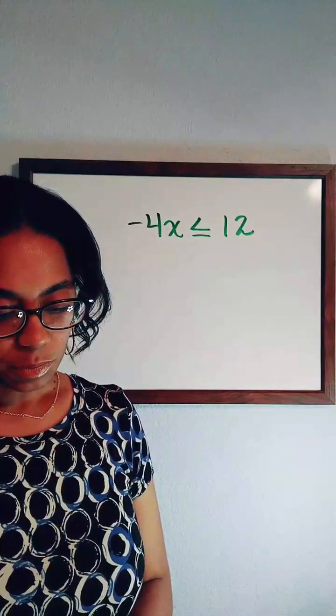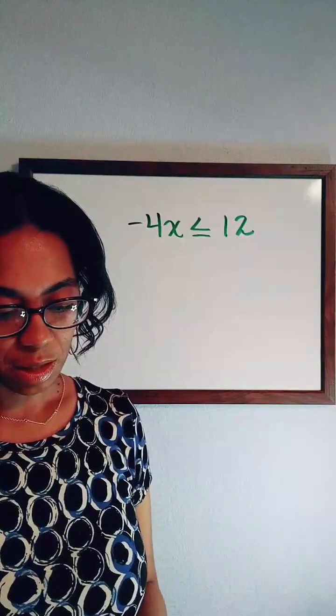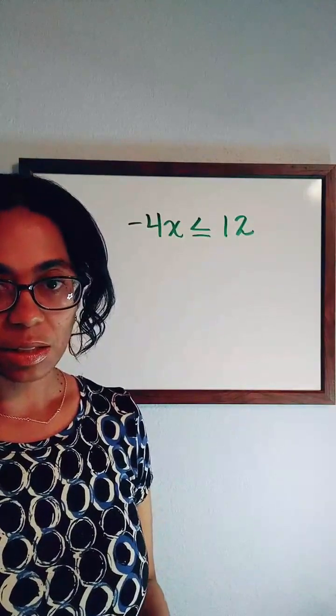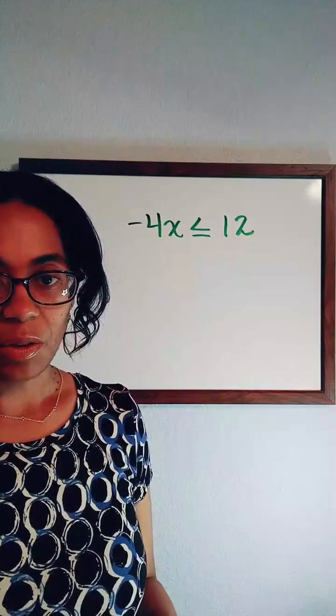Well, it didn't even say. I don't like that. Never mind, I lied. I told a tale. I have it in my other book. Negative 4x is less than or equal to 12. Solve for x, divide by 4.